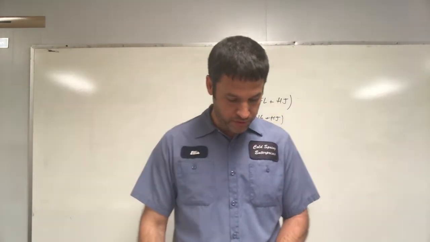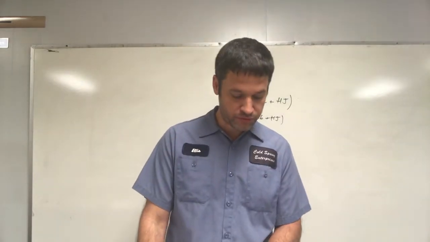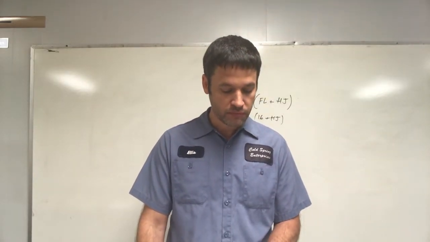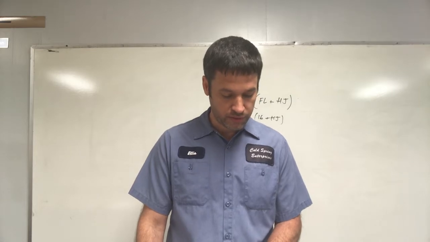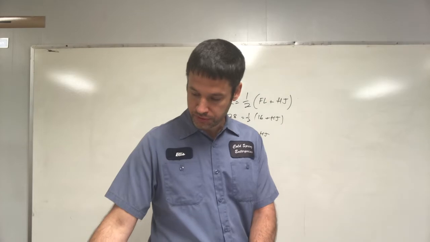Number 16, how many vertices does a polyhedron with 6 faces and 12 edges have? If you go back to lesson 49, Euler's formula, you will get that it has 8 vertices. 8 is the answer for 16.